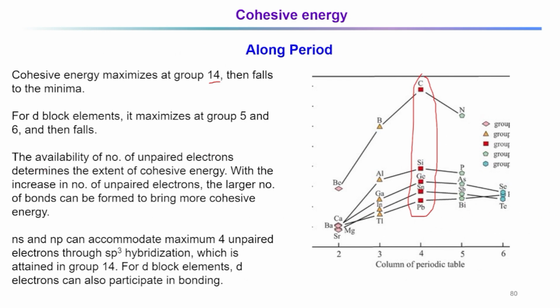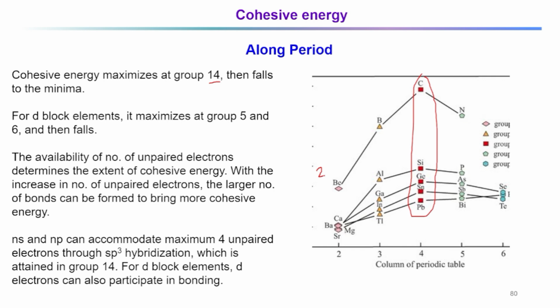Now what is the reason behind this increased cohesive energy? That we have to find out. The availability of the number of unpaired electrons determines the extent of cohesive energy. With the increase in the number of unpaired electrons, a larger number of bonds can be formed to bring more cohesive energy. Now if you see the electronic configuration, beryllium is actually 2s2, so completely filled.